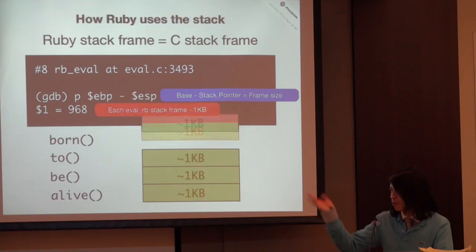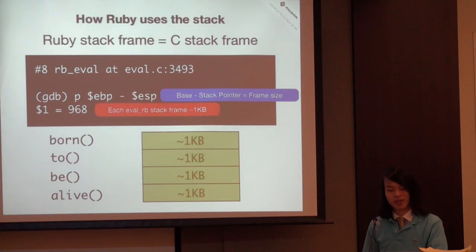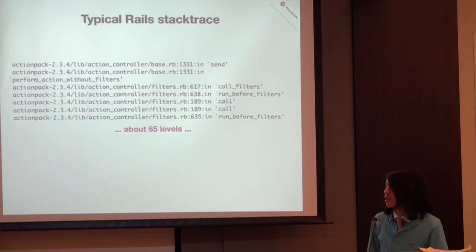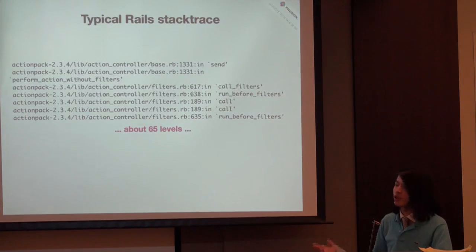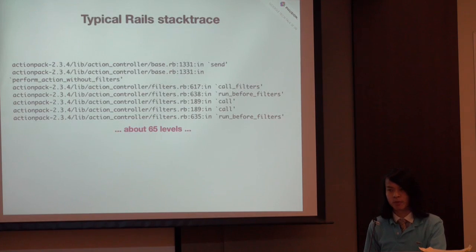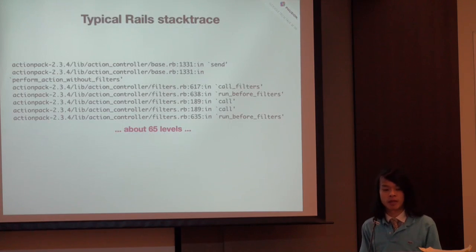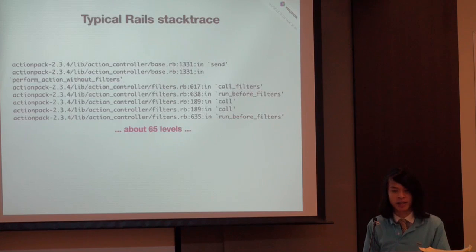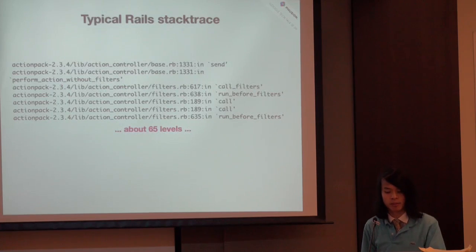So if you have some Ruby code on the left-hand side, it will allocate 1 kilobyte for each of these invocations on the stack. And it's important to fix this, we believe, because a typical real stack trace looks kind of like this, and it's pretty much 65 levels deep. So if we can solve this problem, then for future versions that may use threading, for example, inside Rails, and as you can see, Rails uses the stack extensively, then context switching should be much faster.